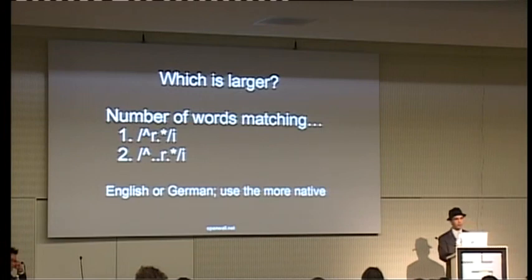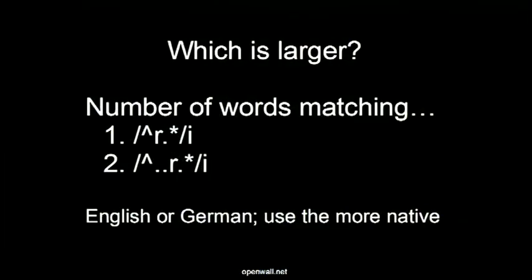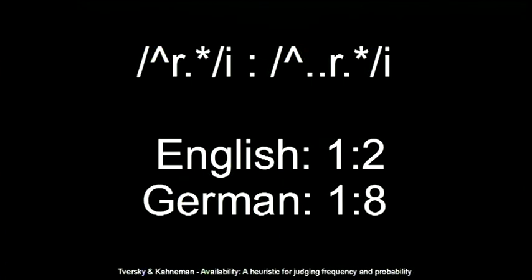So here's a first example. Which one of these is larger? The number of words starting with R, or the number of words with R in the third position? Who thinks number of words starting with R? Show of hands. Who thinks number of words with R in the third position? Damn it. Most people think it's not. It's actually R in the third position in English and in German.